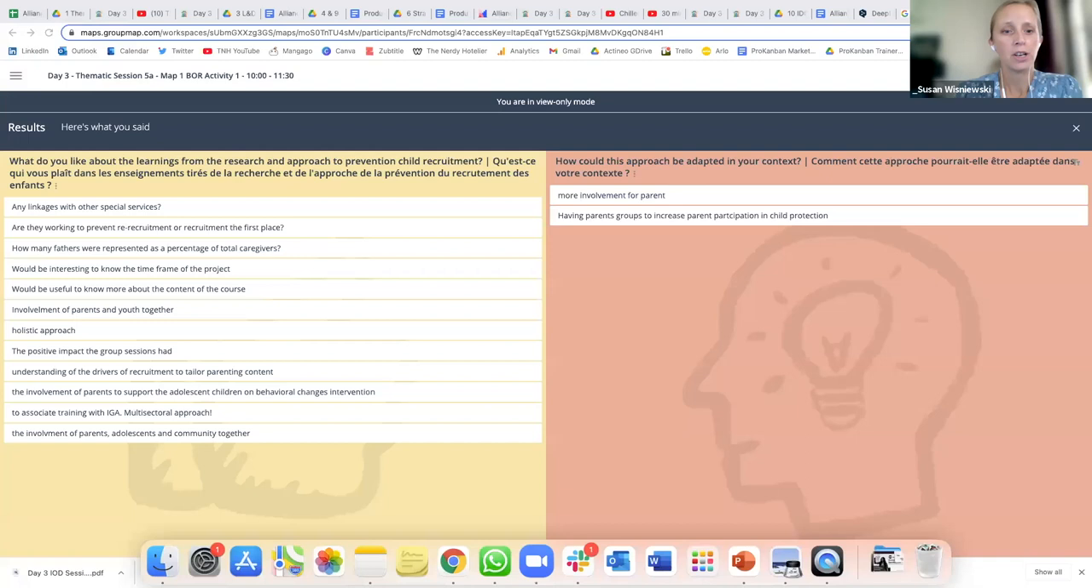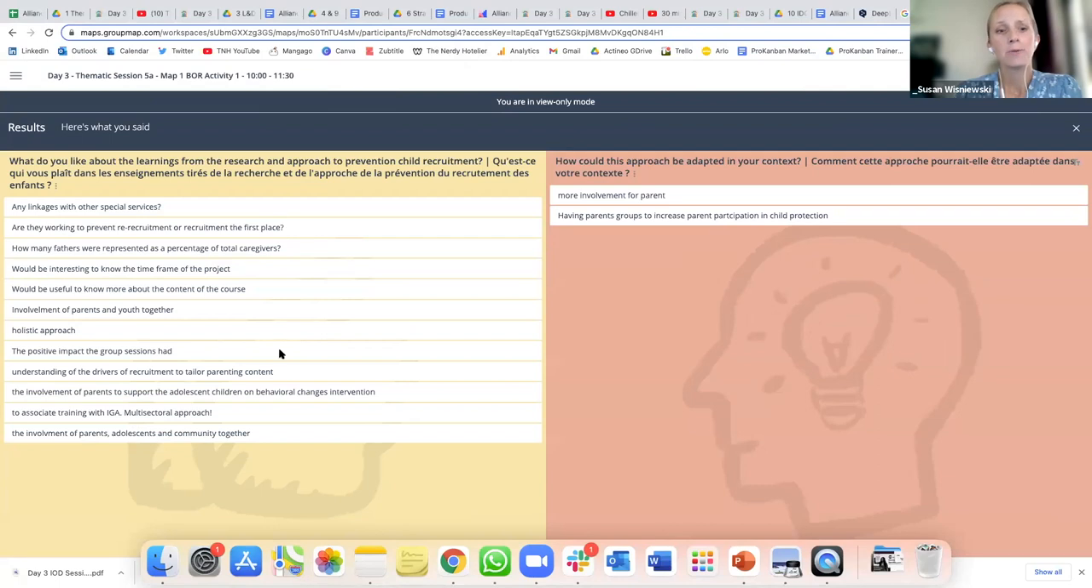So if we look at the group map, there are a few questions that we can come back to during the Q&A, and I'll note those down and come back to them. There's a question about how many fathers were participating versus mothers. Are we preventing re-recruitment or recruitment in the first place? And what are the linkages with other special services?